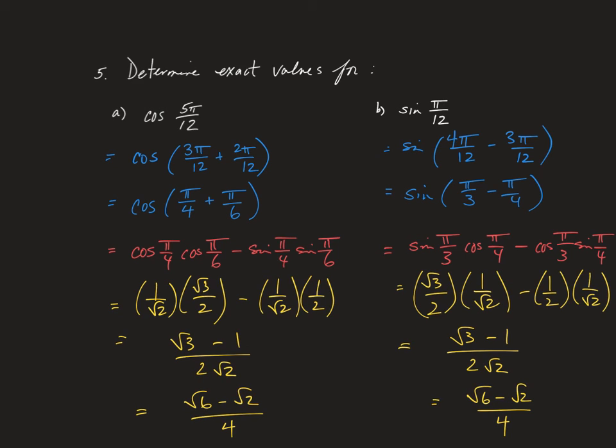seem to keep getting the same sort of expression over and over again. Like they all look the same. They've got a √6, a √2, and a 4. And in this particular case, I get the exact same thing. Nobody should be overly surprised by that.